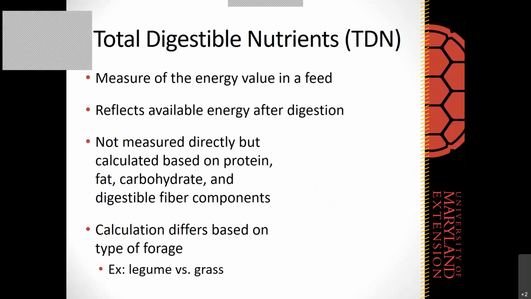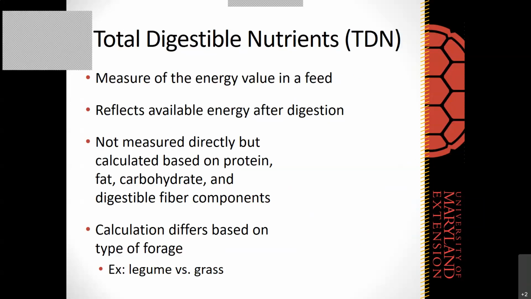So next we're going to move into measures of energy. One of the main measures for energy that we see for forages or feed is total digestible nutrients, or TDN. And this basically means the energy that's available after digestion. So how much energy was that animal able to extract from that forage? Like crude protein, it's not something that we can measure directly, but it's calculated based on a whole bunch of other components like protein, fat, carbohydrates, digestible fiber. All those are added together to get the total digestible nutrients.